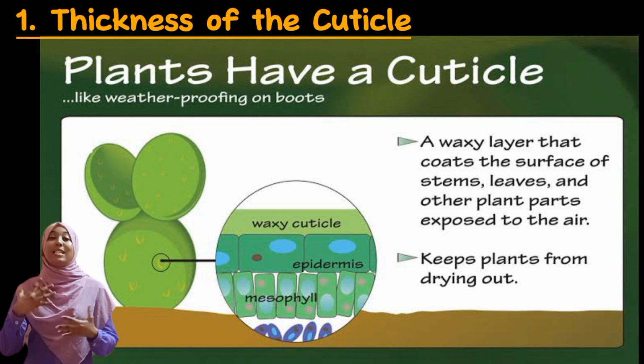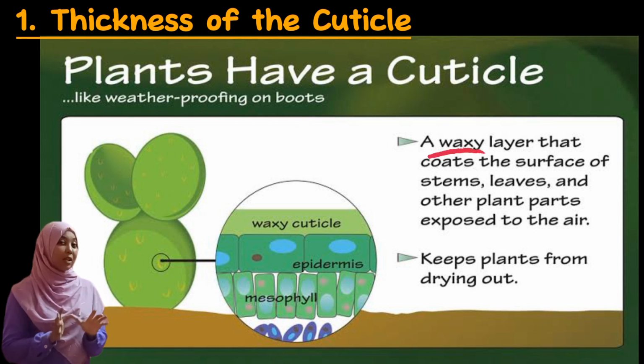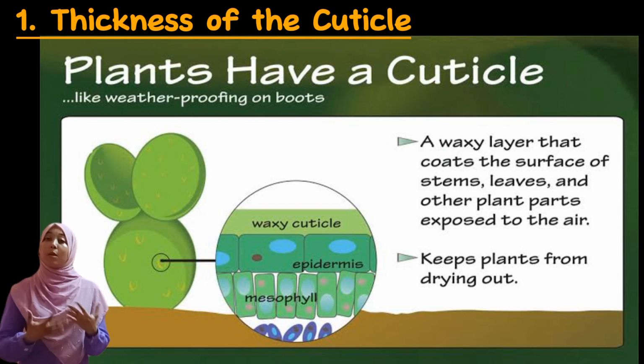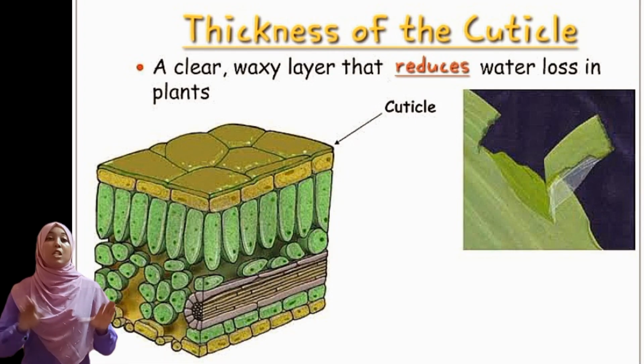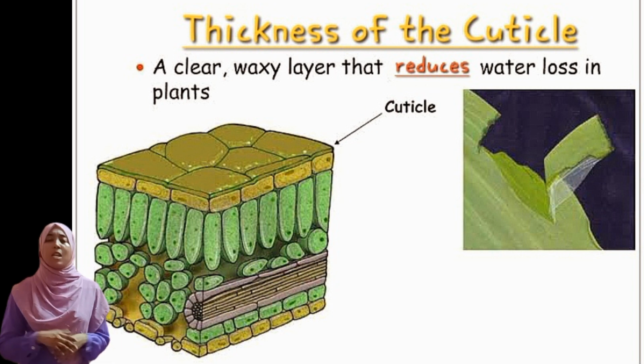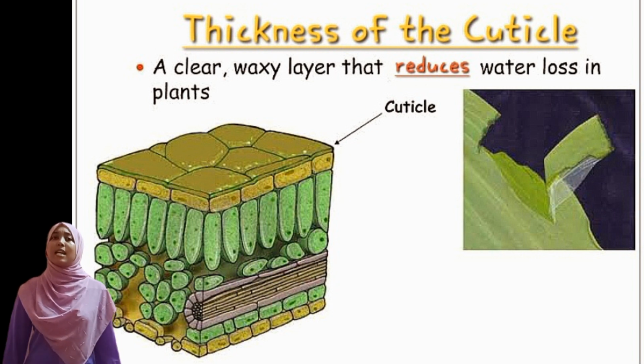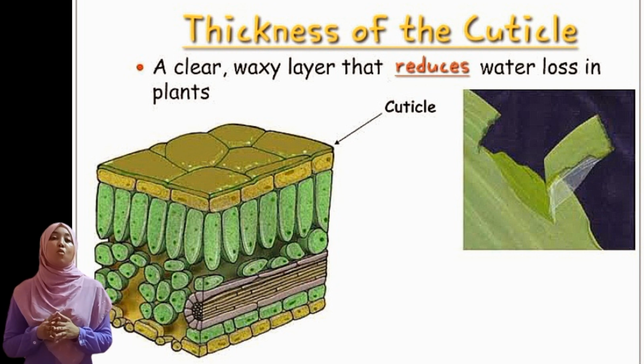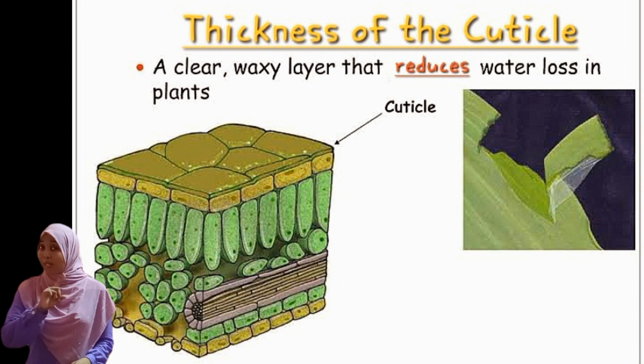So the cuticle is a waxy waterproof layer that is found on the upper and lower epidermis of the leaf. Now what happens is that by being waterproof, the cuticle reduces the amount of water that is lost by the plants to the atmosphere. So essentially what the cuticle does is that it reduces the amount of water that is lost, but it doesn't completely stop it.